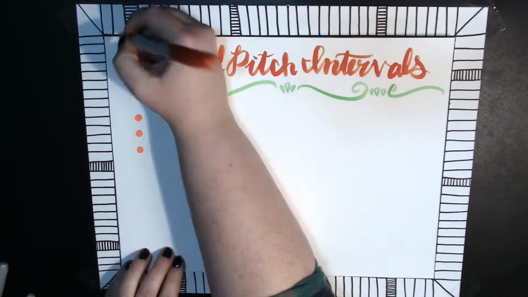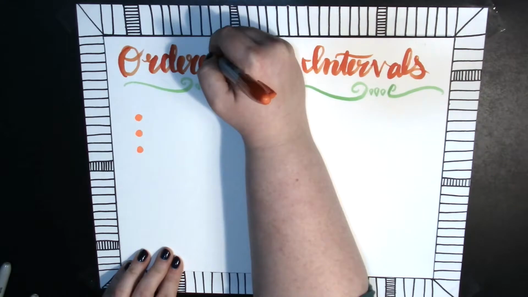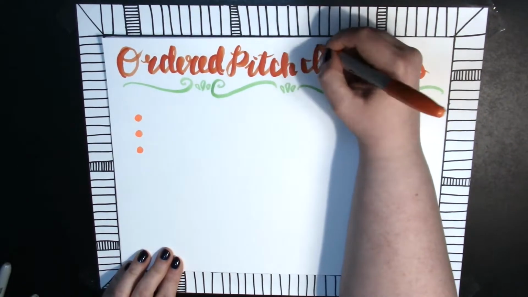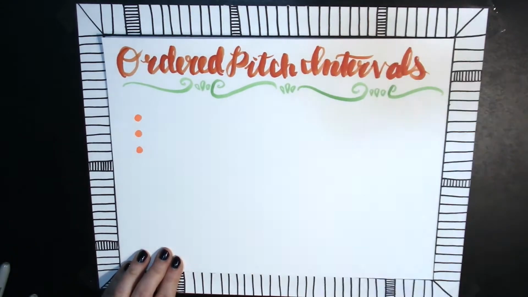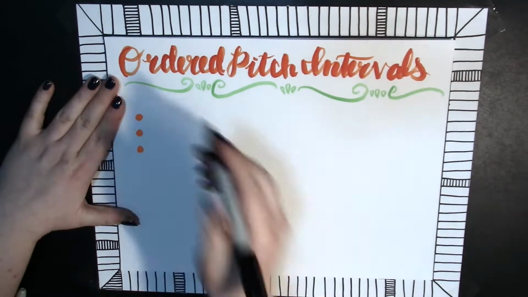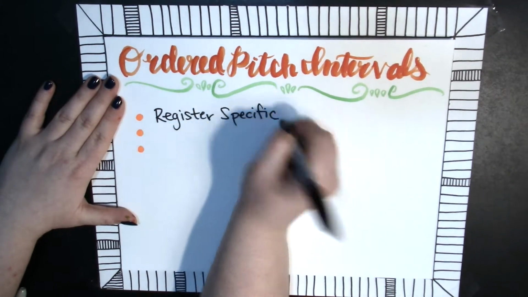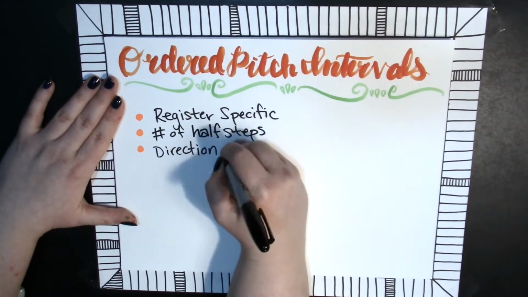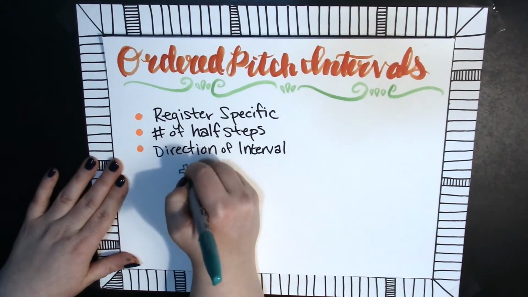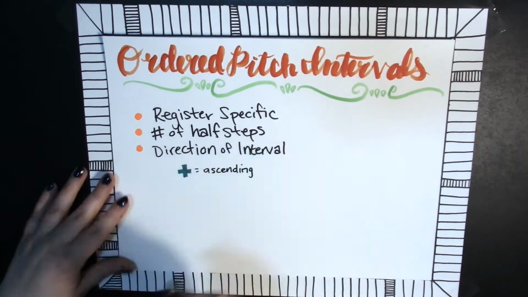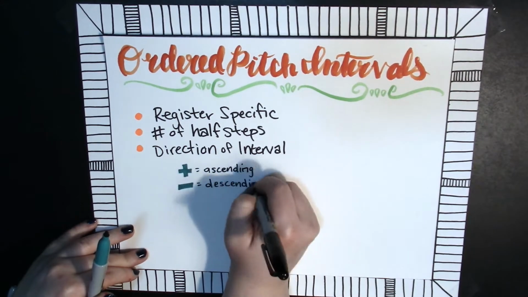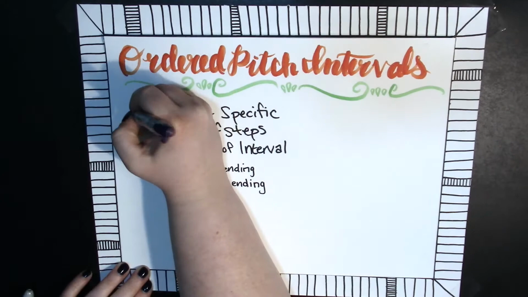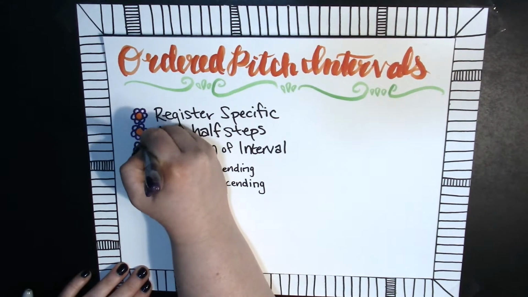Let's begin with ordered pitch intervals. This type of interval shows us 2 things. First, because pitches are register specific, pitch intervals show the number of half steps, or the absolute distance between 2 notes. Since they are ordered, the second thing they show is what direction the interval is going, using a plus sign for ascending or a minus sign for descending. This type of interval is useful for analyzing contour.